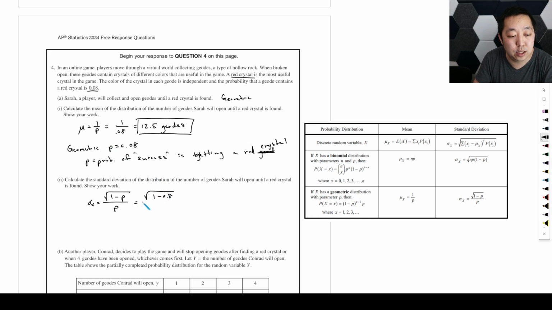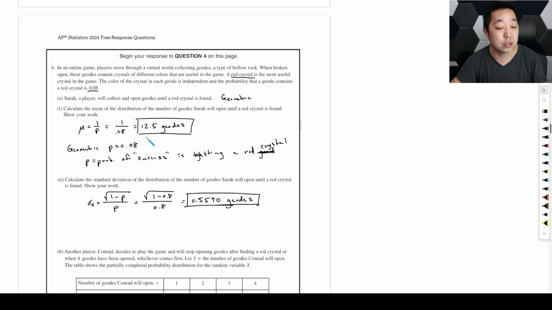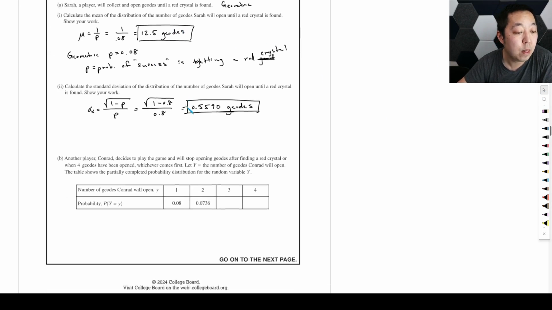So the square root of 1 minus 0.08 over 0.08, and that is going to be the standard deviation, right? And that's going to be about 11.5. The units of that is also number of geodes. Standard deviation has the same units, so I would put the units if you remember to do that. That's the nice thing about standard deviation. It does have the same units as the mean.